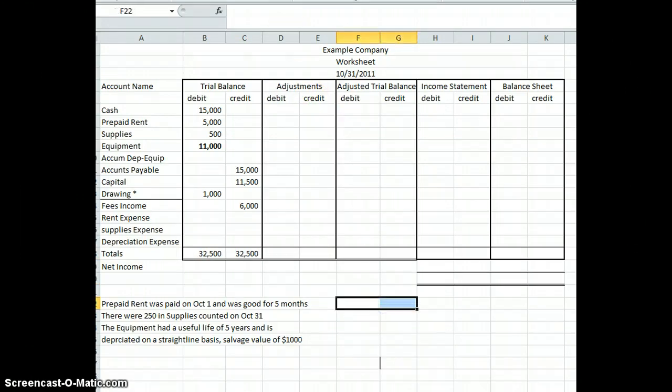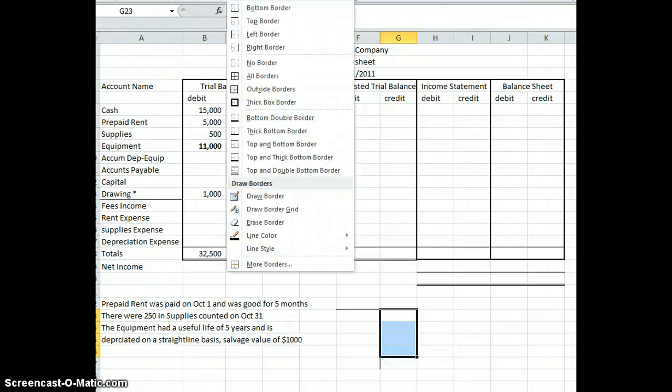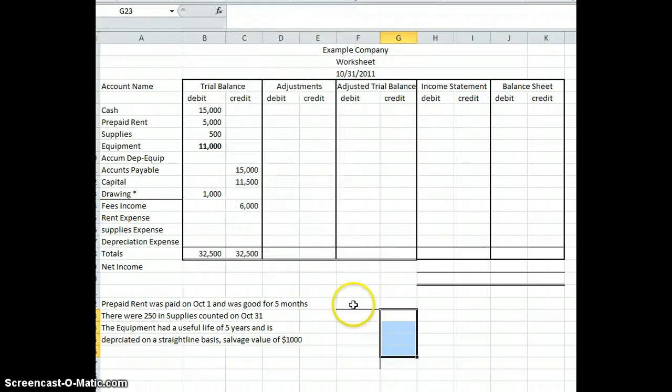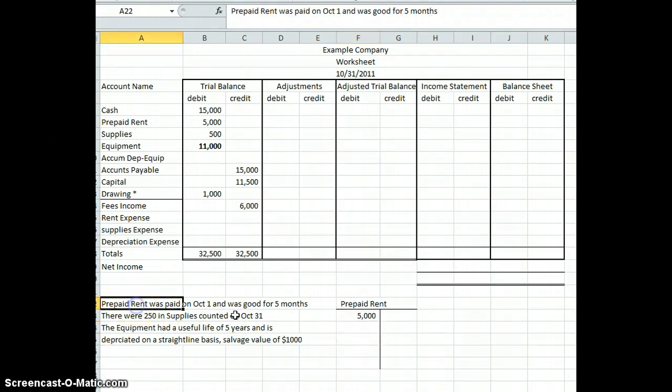Assets need adjusted because sometimes they get used up during the course of an accounting period. If you think about rent, we stay in the office space, and after a month we've used up a month of rent. So we need to account for that. I'm going to create a prepaid rent T account, put in the $5,000 on the normal debit side, and think about the fact that we paid it on October 1st and it was good for 5 months. Now it's no longer good.